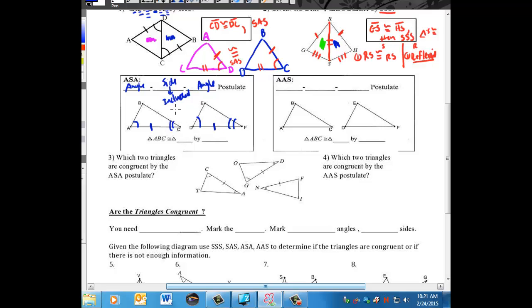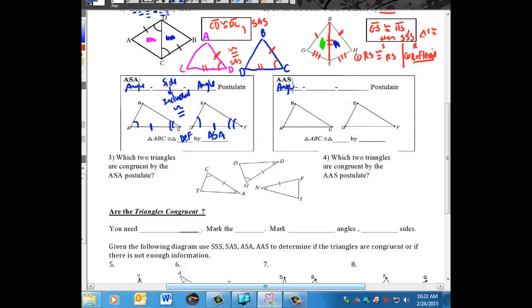So when you have 2 triangles that are marked like this, you can say these 2 triangles are each congruent. Triangle ABC is equal to triangle DEF by angle, side, angle. And so again, I don't have to prove all sides and all angles are each congruent. Once I prove angle, side, angle, these two shapes are each congruent.